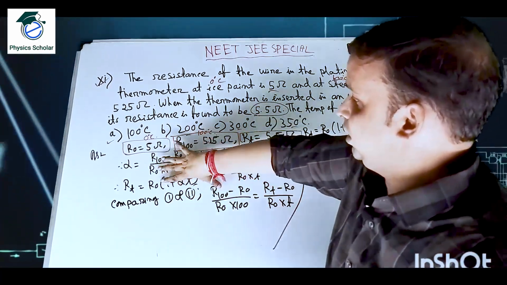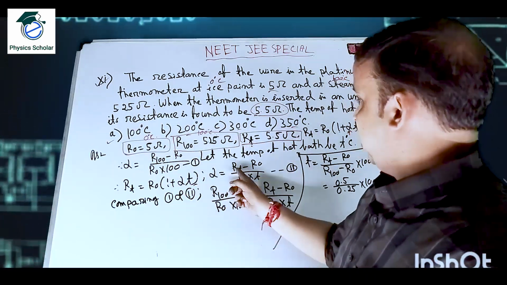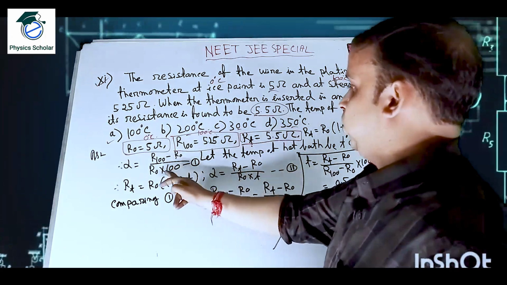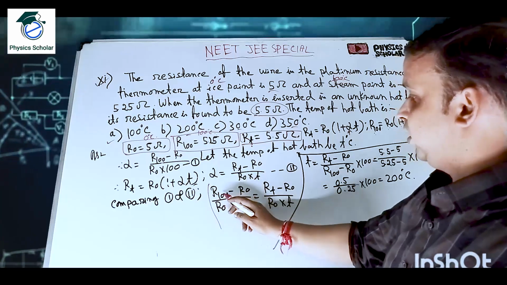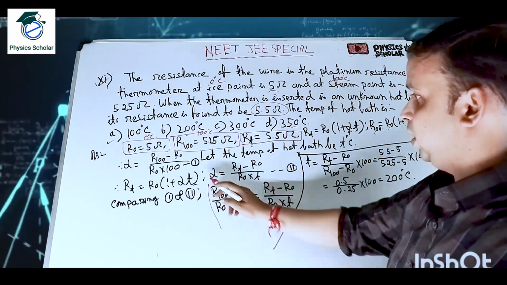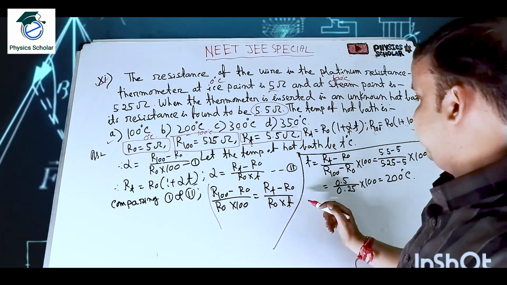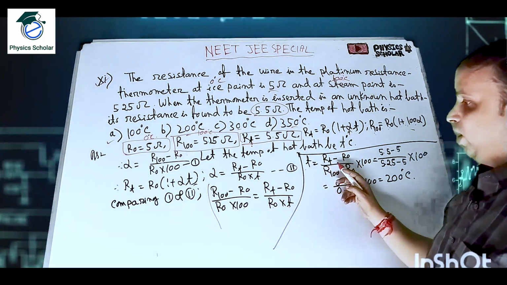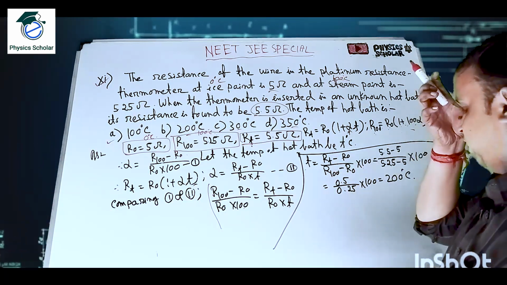In both cases we can compare equation number 1 and equation number 2. So (RT minus R0) divided by (R0 into T) is equal to (R100 minus R0) divided by (R0 into 100). From this, T is equal to (RT minus R0) divided by (R100 minus R0), into 100.